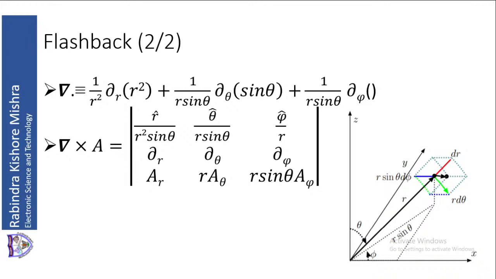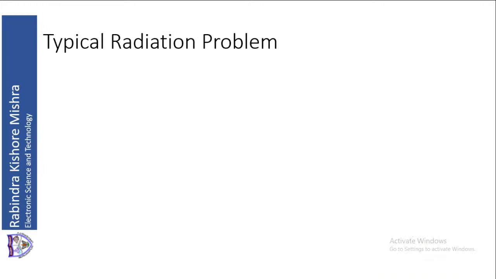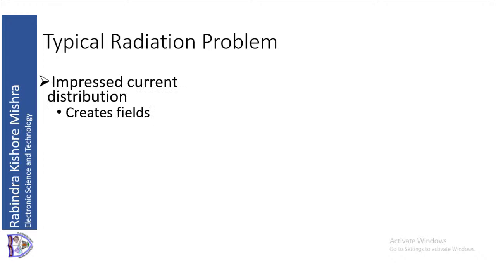We have briefly covered the spherical coordinate system and the Cartesian coordinate system. Now let us come to a typical radiation problem. Why are we considering a typical radiation problem? The reason is we are considering antennas, and antennas are typical radiators of electromagnetic waves. Therefore, we will consider a typical radiation problem. In a typical radiation problem, we impress a current distribution.